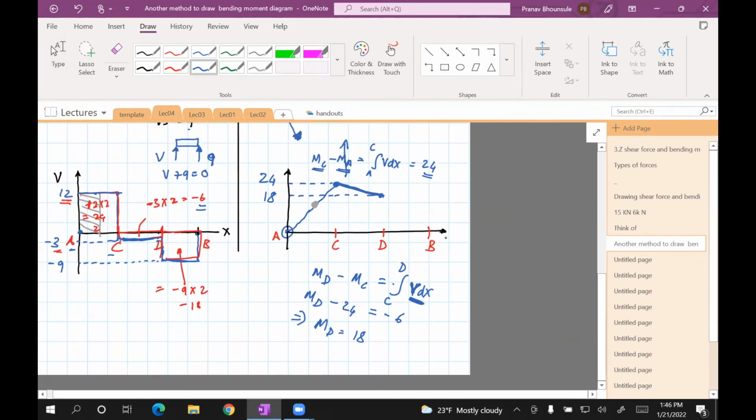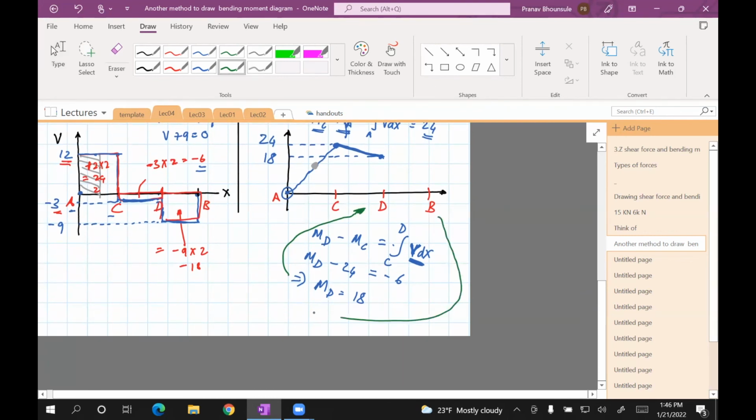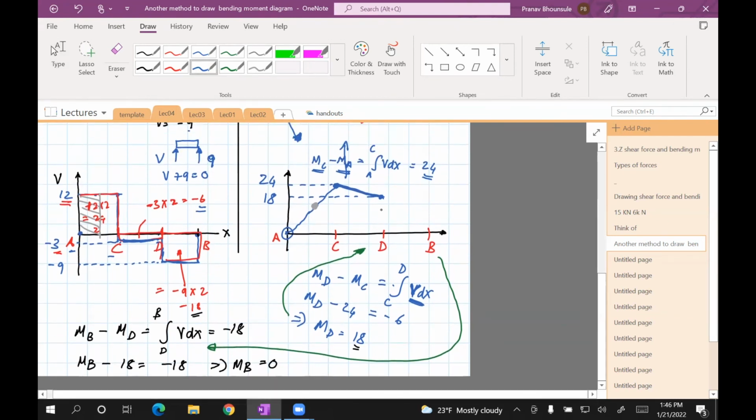And then finally, for B, you will write MB minus MD equals the integral of V dx from D to B, which we found as minus 18. So MB is unknown, MD is known, it's 18. And then we have minus 18. So you can compute that the moment at B is simply zero, which is what we expected. There's a roller at B and there's no moment there. So just join these by a straight line.